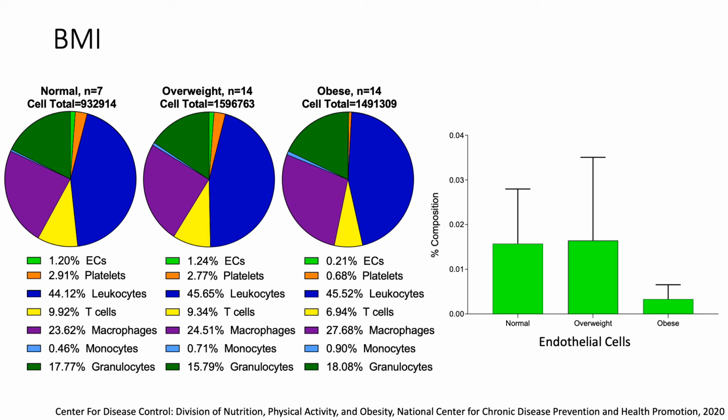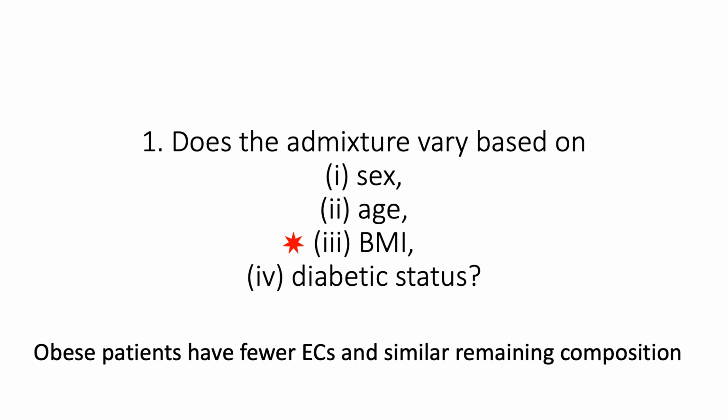This indicates that obese patients have fewer endothelial cells adhere to the catheter sheath. With the greater N, we can see if this trend continues and becomes significant. Although our data is ongoing, it appears that obese patients have fewer endothelial cells, whereas other cell components are similar.